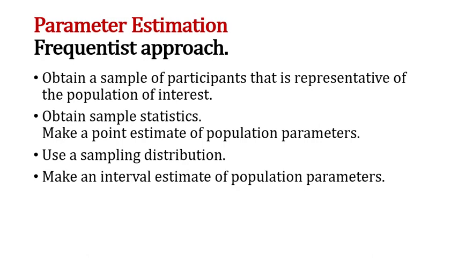Then we need to make a point estimate of population parameters based on those sample statistics. When we have the point estimate, we use a sampling distribution that assumes that point estimate is true, and then we make an interval estimate of population parameters. Why do we make an interval estimate? Because the point estimate we make, so we say, for example, my best estimate of the mean intelligence in the population is 104.